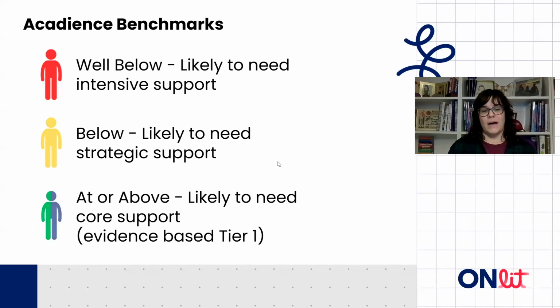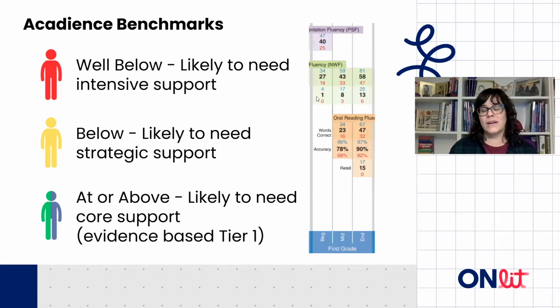If they were at or above, so at would be green, above would be blue, then they'll likely need core support. And what they mean by core support is, again, that evidence-based tier 1 instruction that is grade appropriate for them. This right here is a snapshot from the Acadience benchmarks. Again, if you're using EasyCBM or AimsWeb Plus, you'd want to look at theirs. But you can see that the benchmark changes over time because we would expect their skills to change over time.